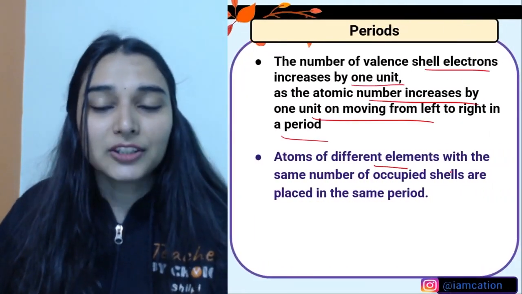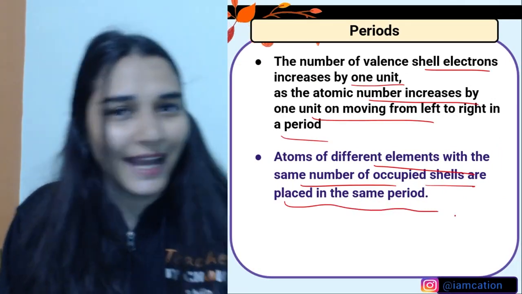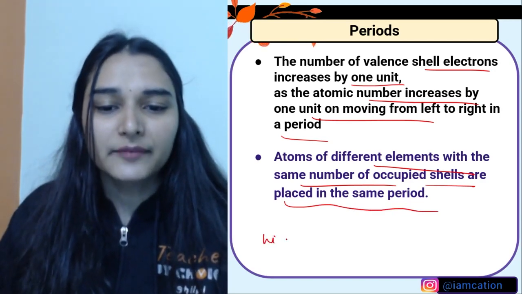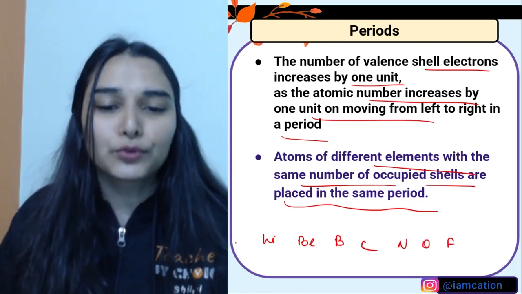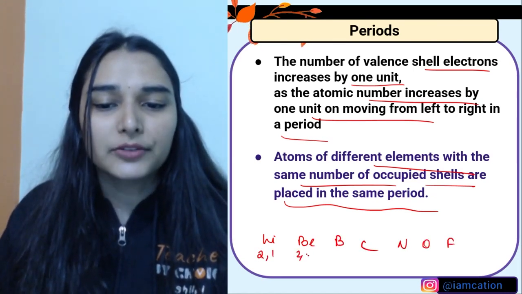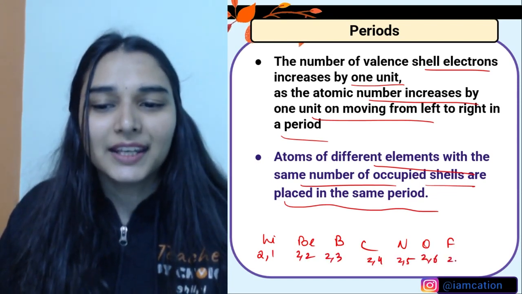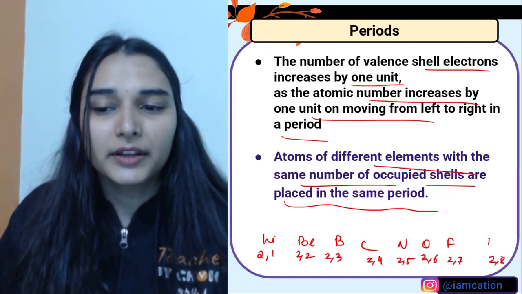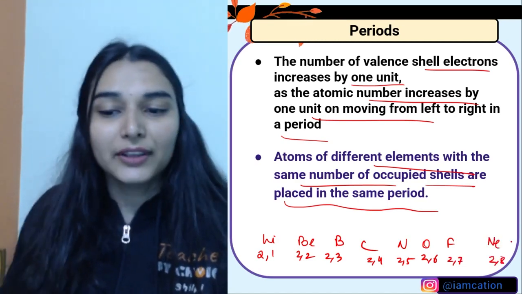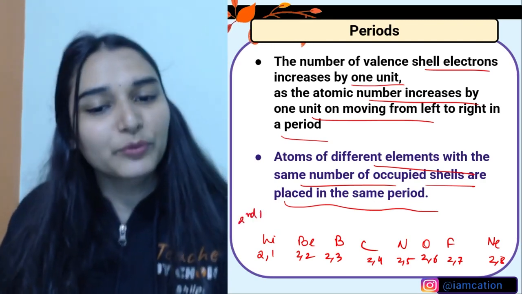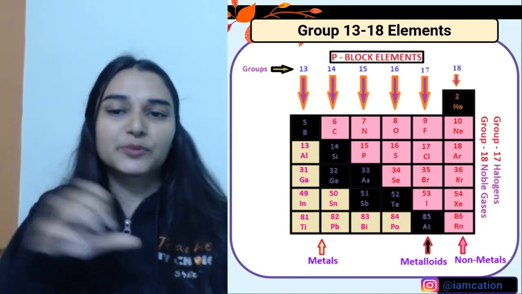Okay, atoms of different elements with the same number of occupied shells are placed in the same period. I have told you. Just if you talk about the same one, lithium, beryllium, boron, carbon, nitrogen, oxygen, they all are having 2 shells. See the configuration: 2 1, 2 2, 2 3, 2 4, 2 5, 2 6, 2 7 and 2 8 for neon. Right? So if you see, they all are having 2 shells, so they are kept in the second period. Same period में रखे हैं सबको, है ना. So same number of shells वाले elements are in the same respective period.